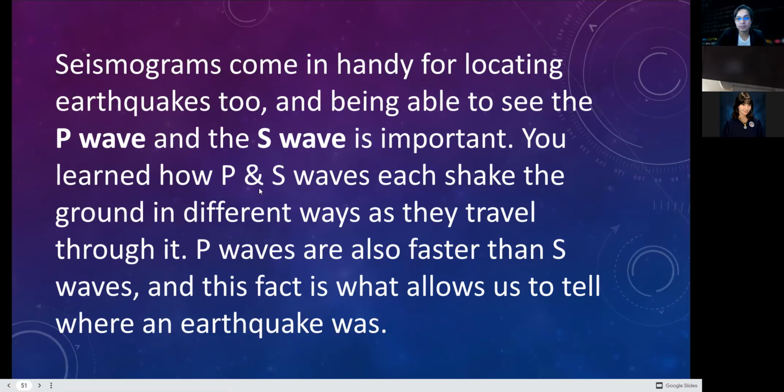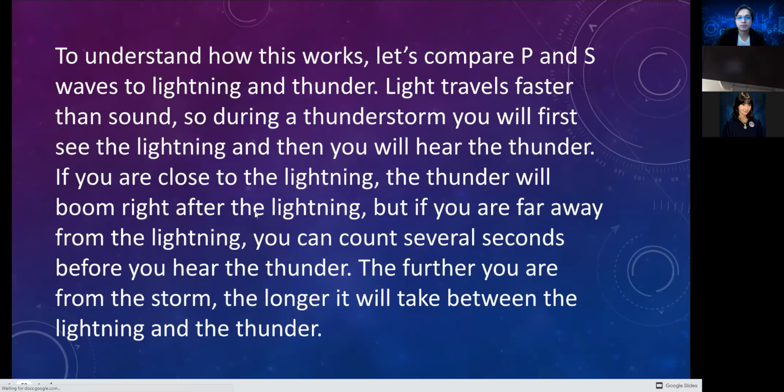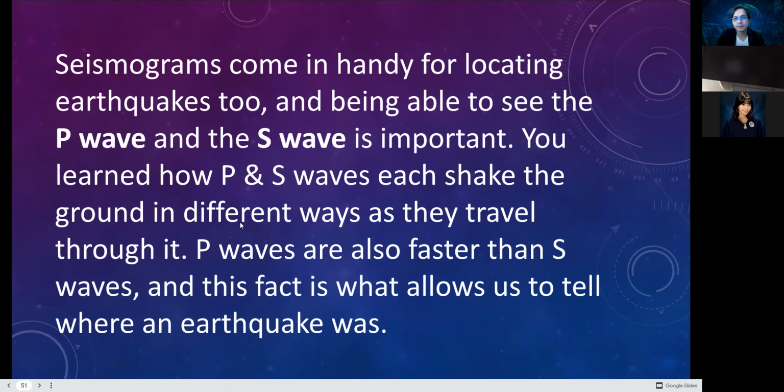You learn that P and S waves, or primary waves and secondary waves, each shake the ground in different ways as they travel through it. P waves are also faster than S waves. And this fact is what allows us to tell where an earthquake started.